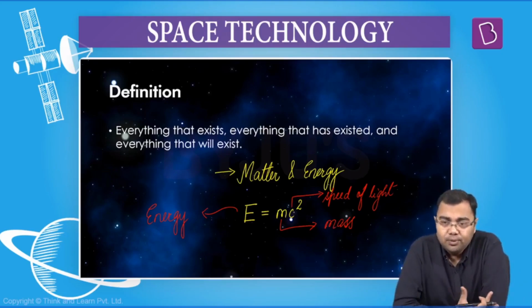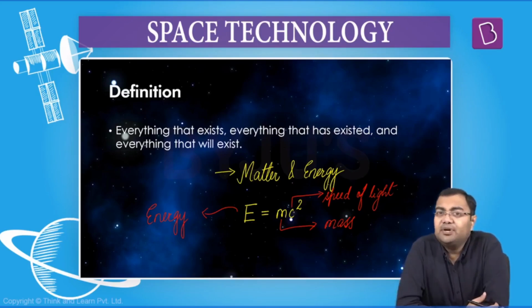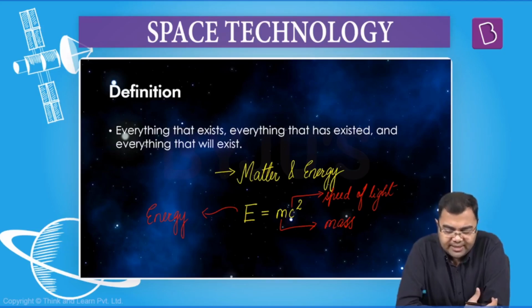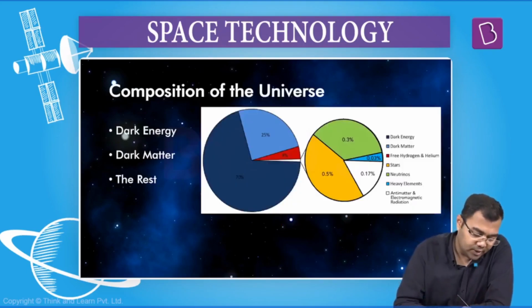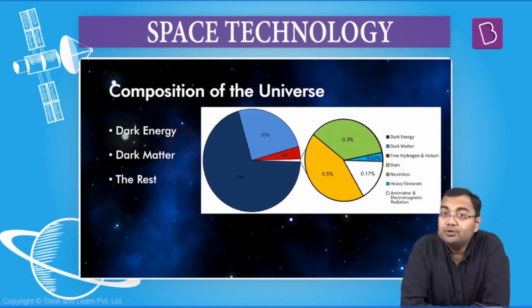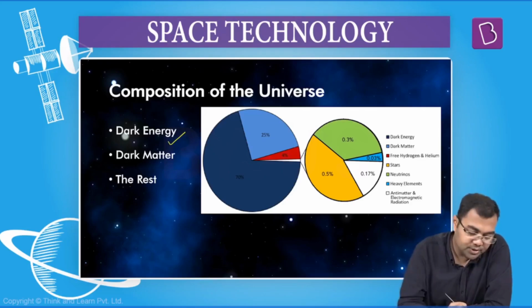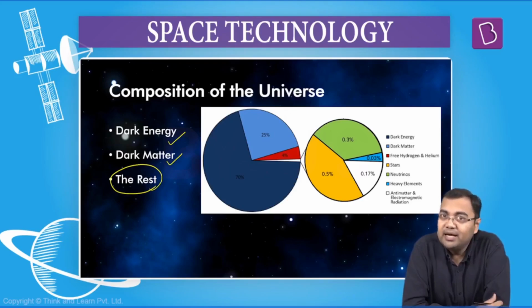Now, if somebody asks you, okay, matter and energy exist, fine enough, I understand that. But let's say somebody asks you that, okay, you are saying that the entire universe is composed of matter and energy. I completely understand that. But what is the composition? What kind of matter? What kind of energy? Then there is something that you have to understand, that when we talk about the composition of the universe, there are three major things in the universe: something which is called dark energy, something which is called dark matter, and the rest. So, dark energy, dark matter, and the rest.